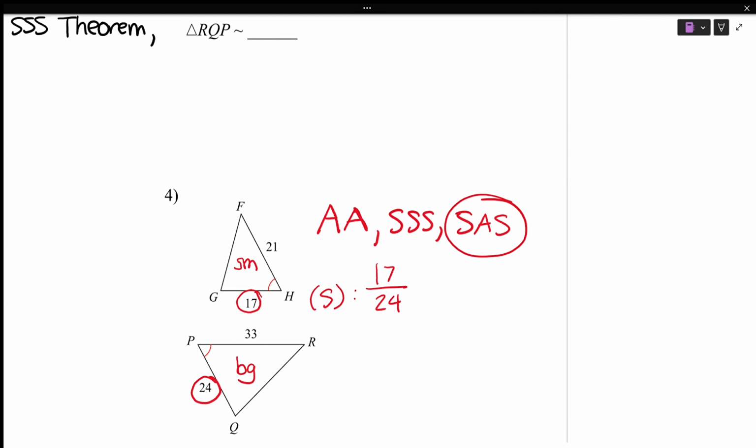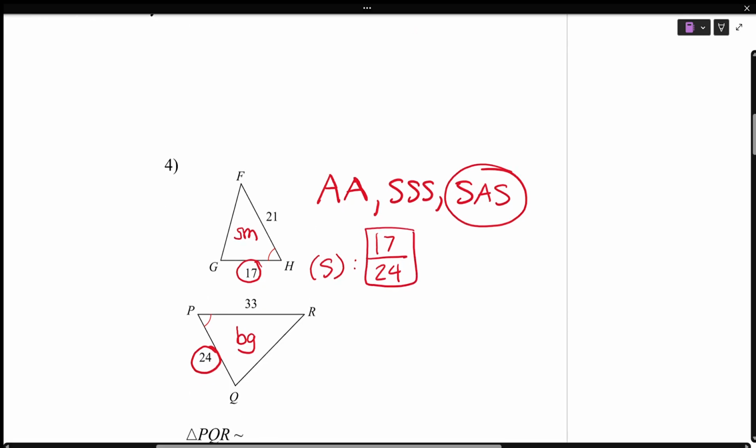If you're thinking no, that's true. 17 is only divisible by 1 or 17, and 24 is not divisible by 17 at all. So right here, this is the most you can simplify. That's your scale factor. So we're just trying to make sure if the other side also has the same scale factor.